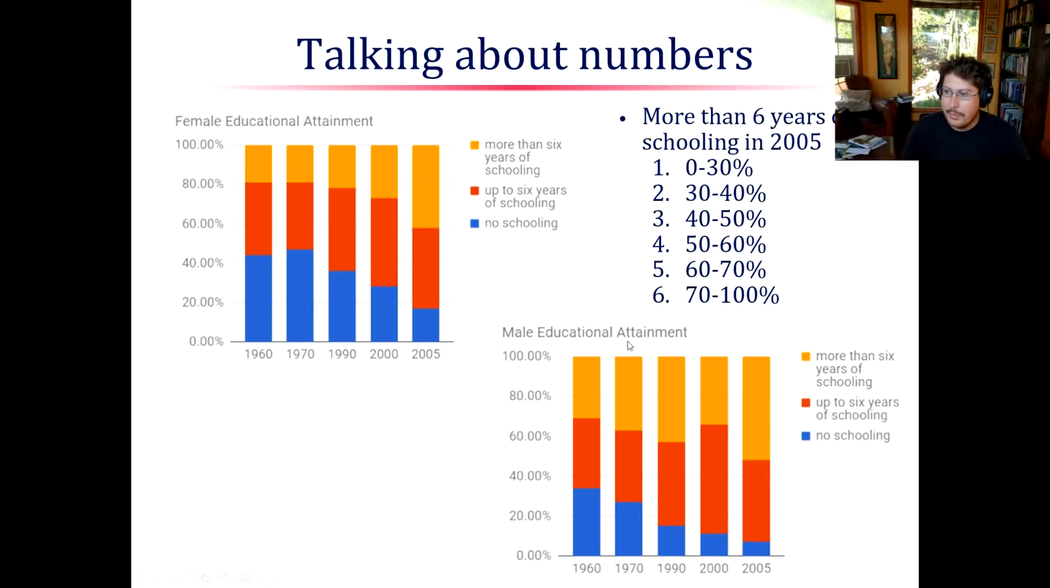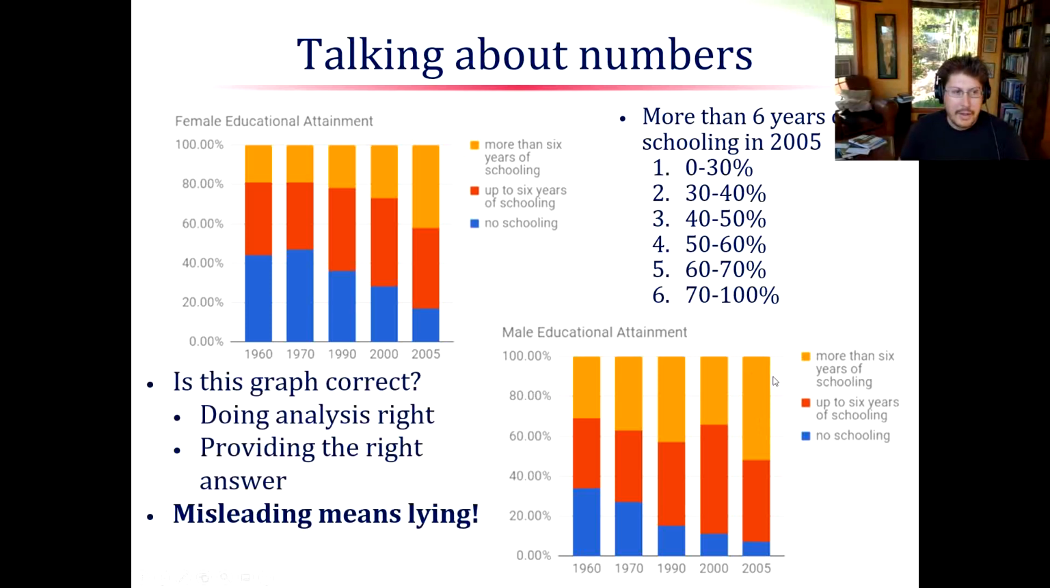So first off, we zoom in on the male chart. The plot we're interested in is this more than 6 years of schooling, this yellow section. But what we need to recognize is that because this is a stacked bar chart, we actually want the size of the yellow area, not the top bar or the bottom bar, but the size of that bar, right? Because that's the percentage who have more than 6 years of schooling. So this is very confusing. And if you got it wrong, don't feel bad. It is a correct plot, but doing the analysis right is tricky.